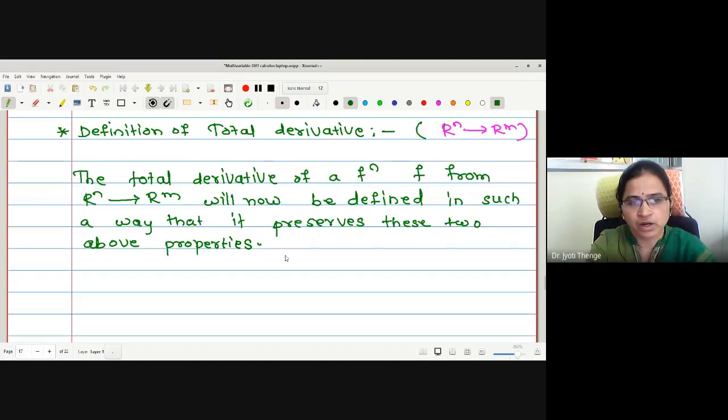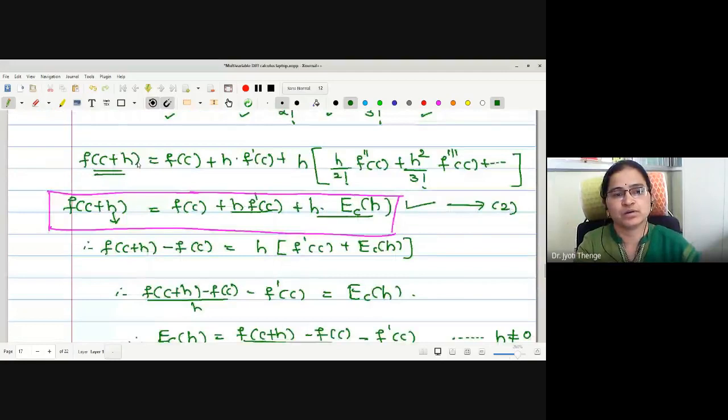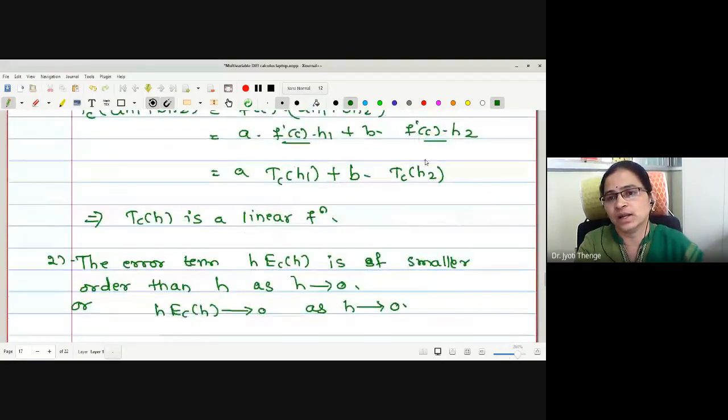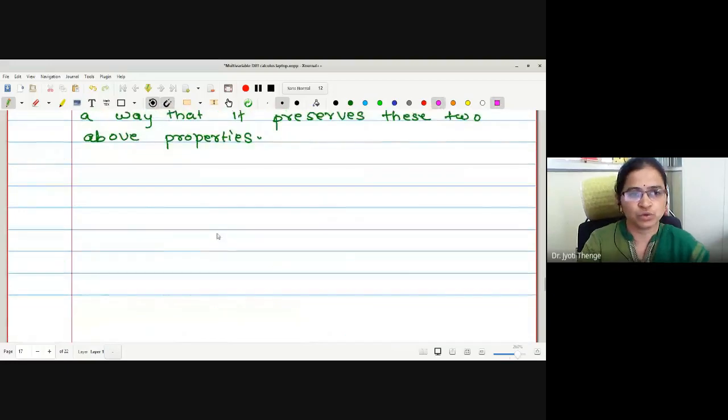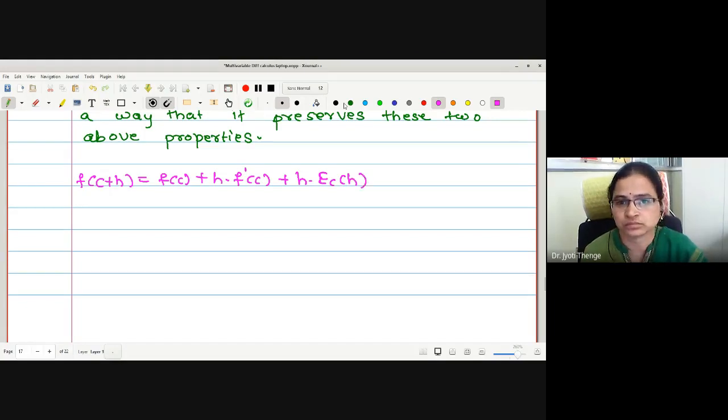Okay, now let me tell you how it is being defined. I will just write that equation number 2 here and we'll try to understand. Equation number 2 is f(c + h) = f(c) + f'(c)h + E_c(h). This is in the one-dimensional case.